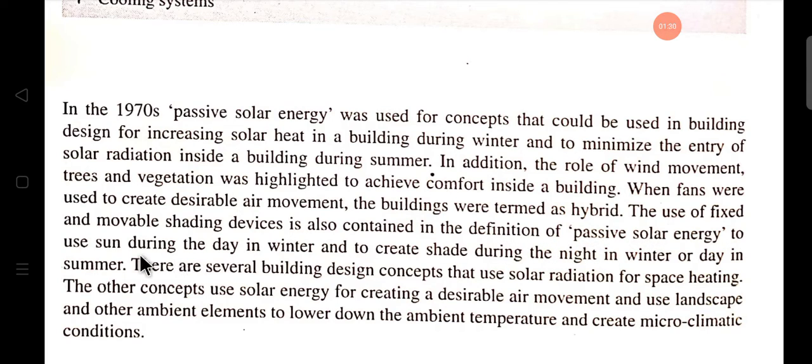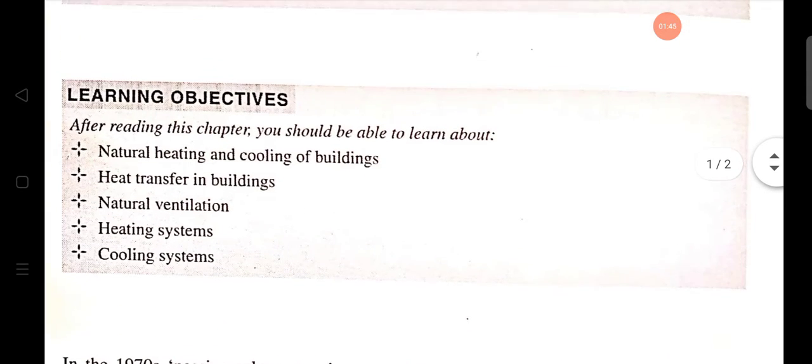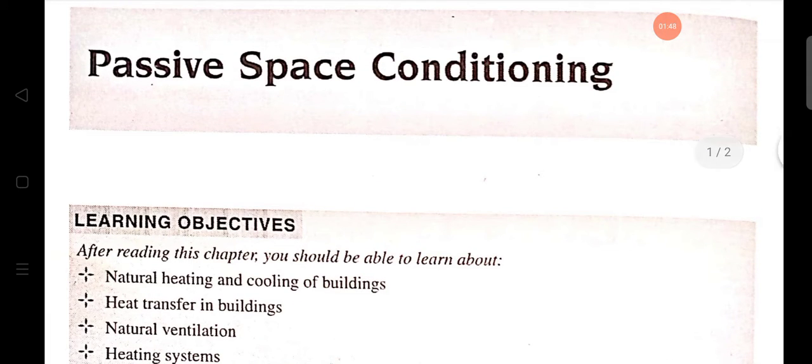To use the sun during the day in the winter and to create shade in the day in the summer, there are several building designs. That means with passive solar energy, by using solar energy, we can warm our room in winter and cool our room in summer. That's the concept behind passive space conditioning.